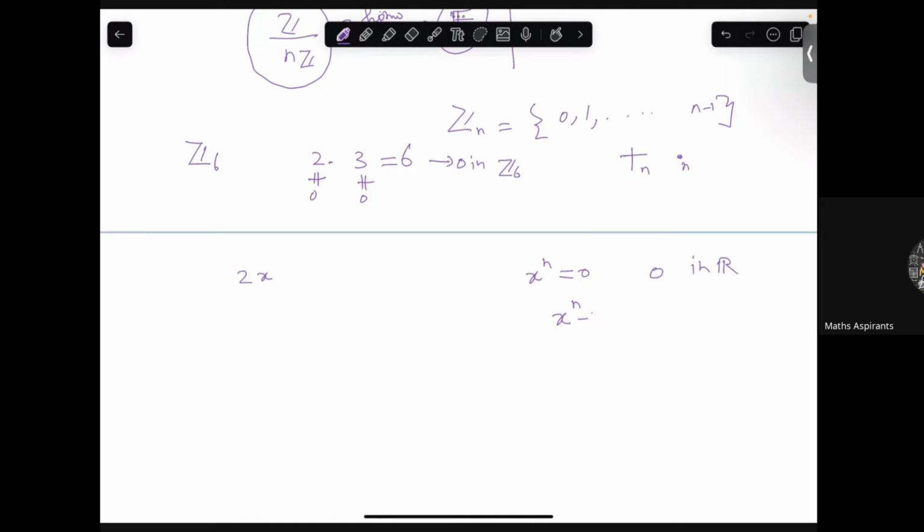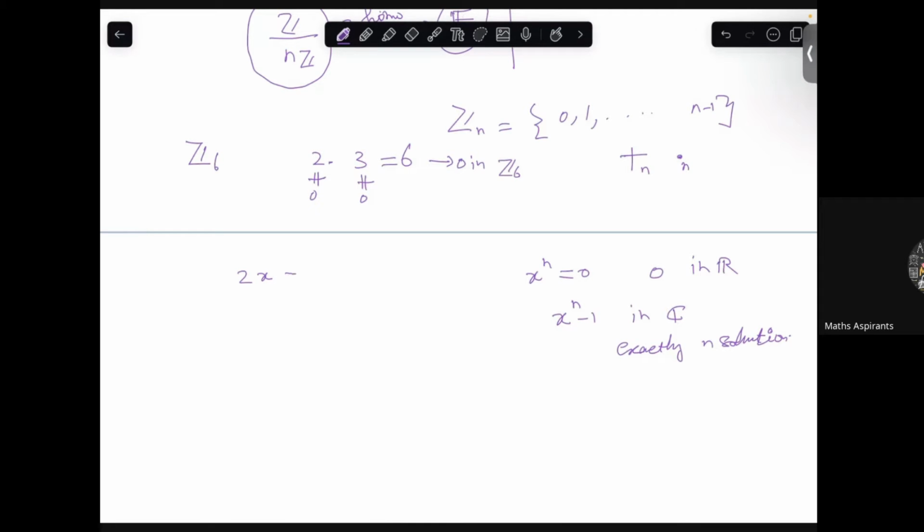x^n - 1 in the complex numbers has exactly n solutions, not more than n. So people started observing. So when I say not nice, this is the problem.